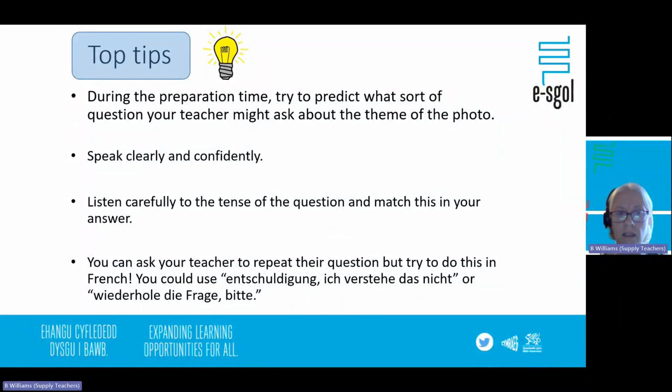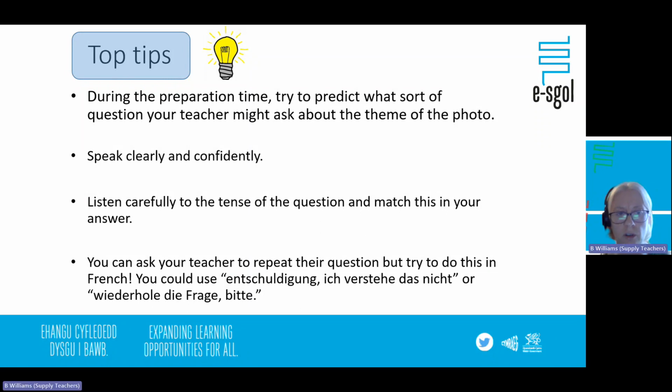Listen carefully to the tense of the question and match it in your answer. So if your teacher's asked you a question in the past tense, obviously your answer needs to be in the past tense. You don't really need to elaborate and say, last weekend I did this, but next weekend I will do the other. If it's in the past tense, just stick to the past tense, because the next question may well be in the future tense. You might have shot yourself in the foot by using a structure which you're going to need for the next question. So stick to the tense of the question.